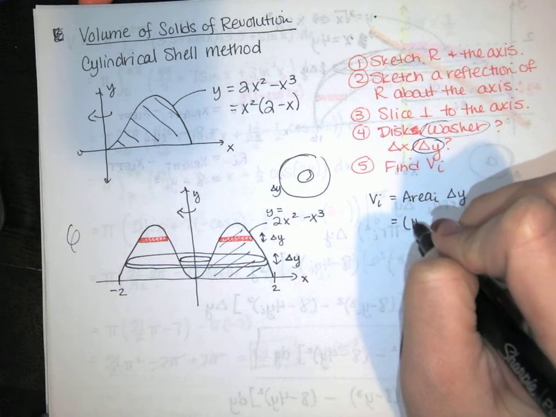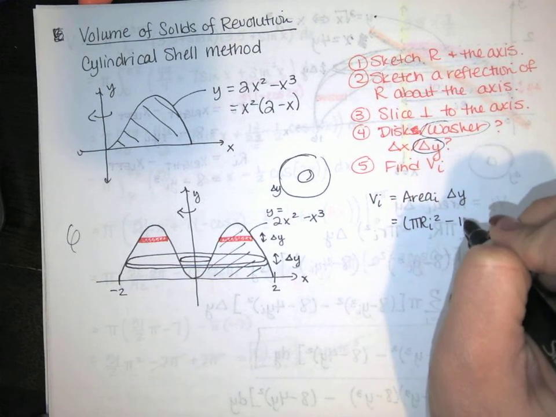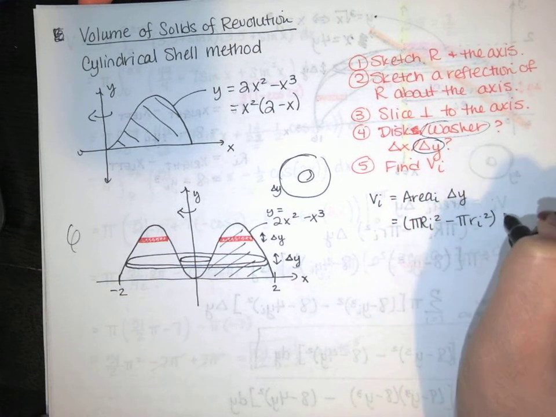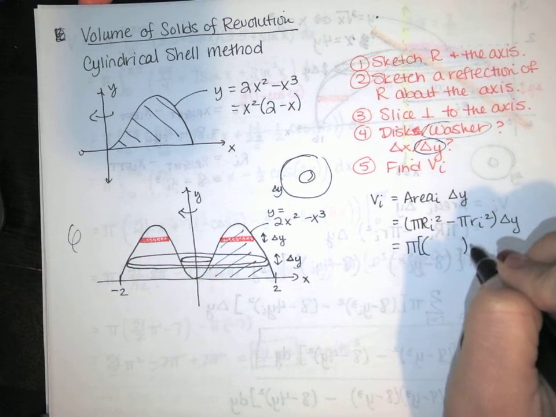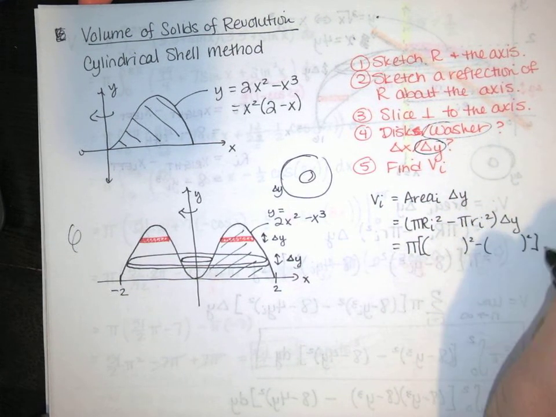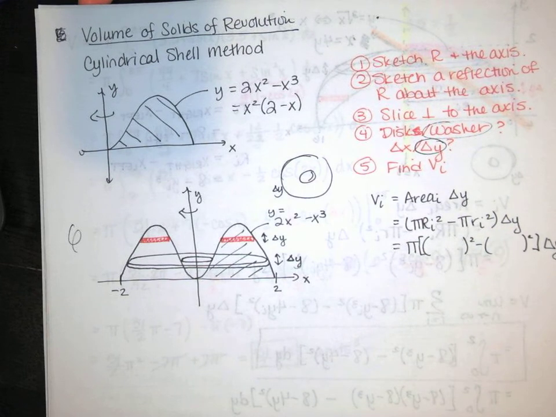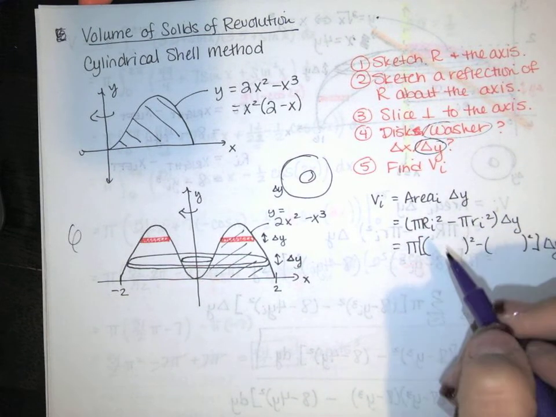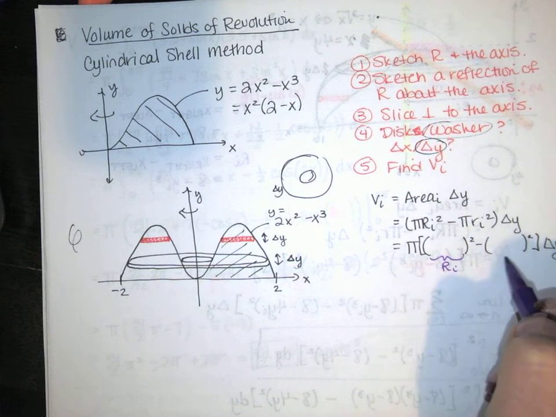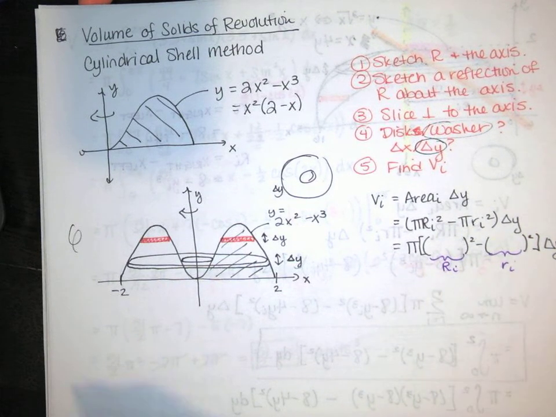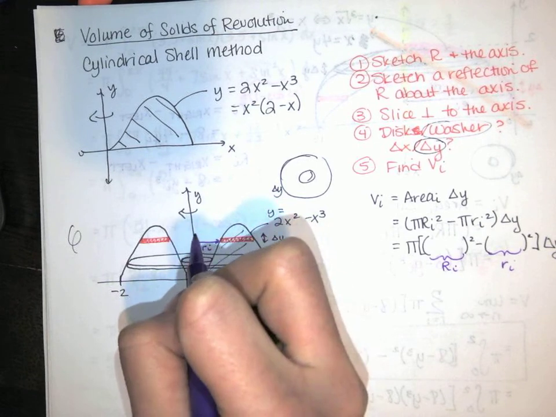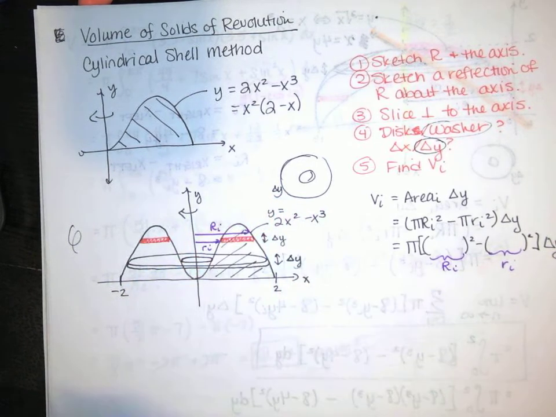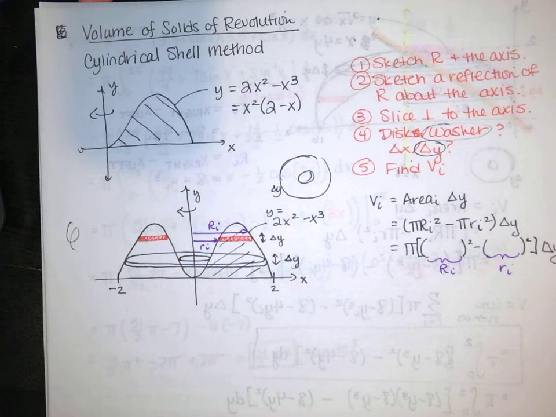Area of a washer is area of the large circle minus area of the small circle. Factor out your pi. Now the question becomes, well, what's the large radius and what's the small radius? I need little r sub i here and big R sub i there. All right. So how do I find those guys?